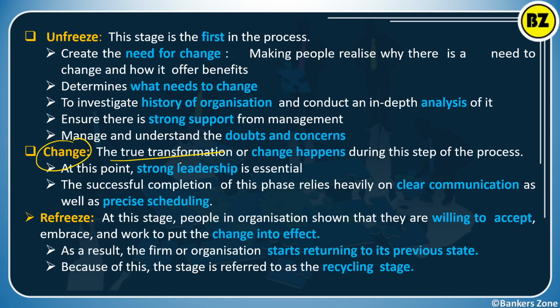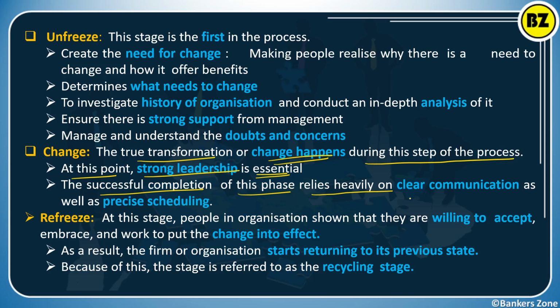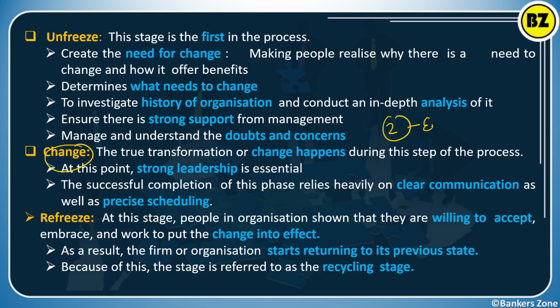So the true transformation or the change happens during this step of the process, and at this point a strong relationship is essential. Obviously, successful completion of this phase relies heavily on clear communication and precise scheduling. So what does change mean? It is the second step where you have to start implementing the changes. For example, once from ice you get the liquid, now from that liquid you can pour it into any form and again make a new structure, right? So change is the second step where we need strong leadership.